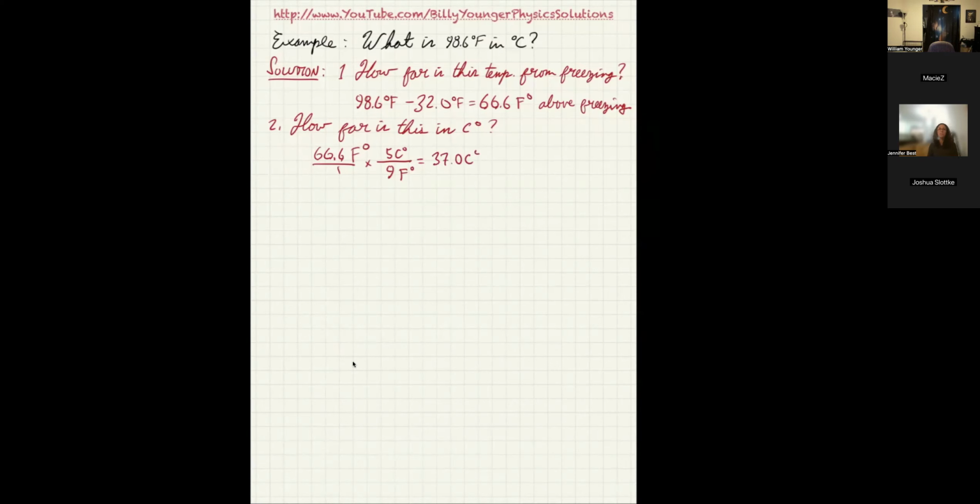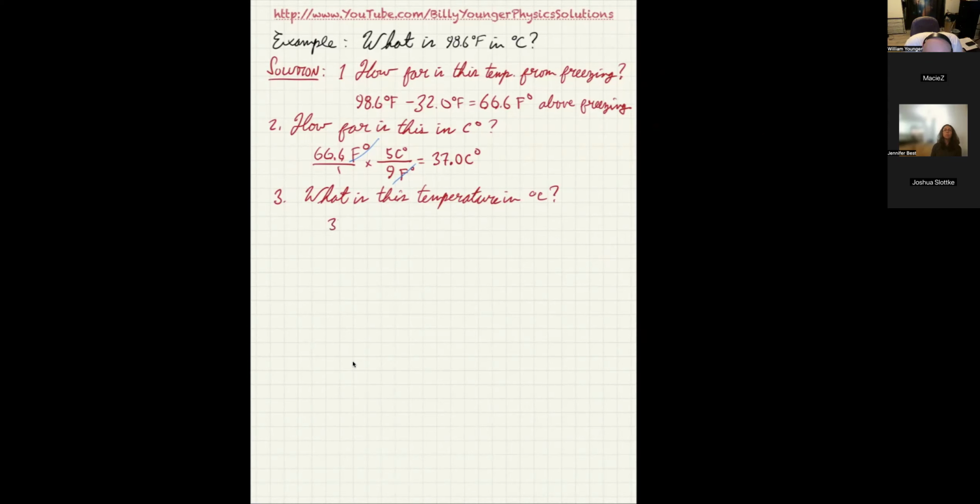Okay, so this gives me 37.0 Celsius degrees, of course making note that the Fahrenheit degrees canceled out. So now I have the difference between this temperature and freezing, and we know that it is above freezing. So now I say part 3 is, what is this temperature in degrees Celsius? Okay, so now all I have to do is take that 37 degrees Celsius and add it to the 0 degrees Celsius, and that'll give me the Celsius degrees.